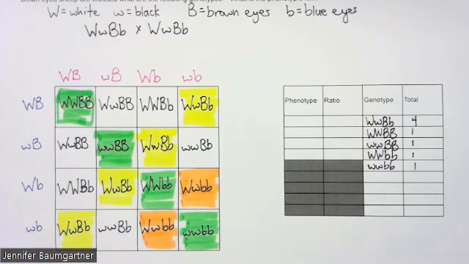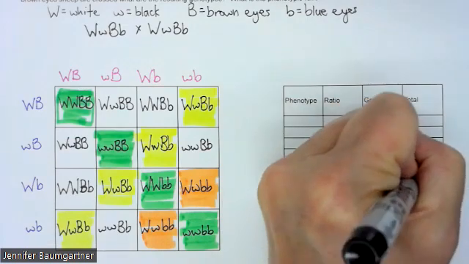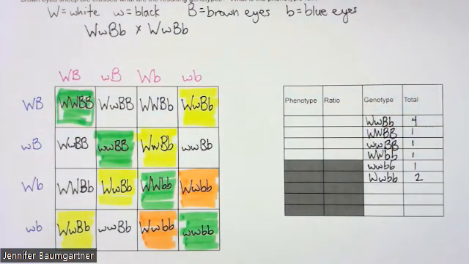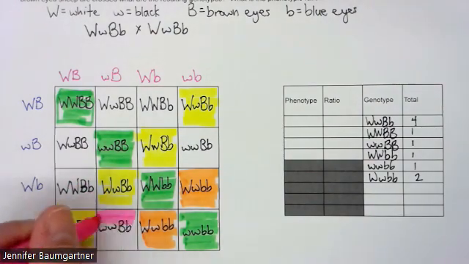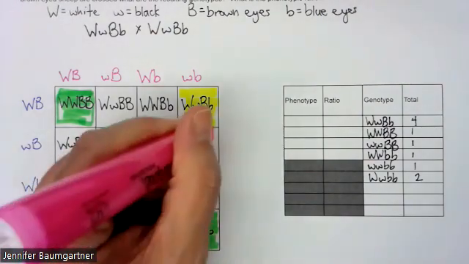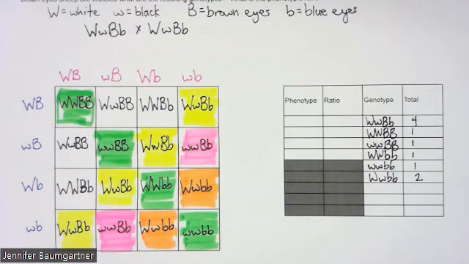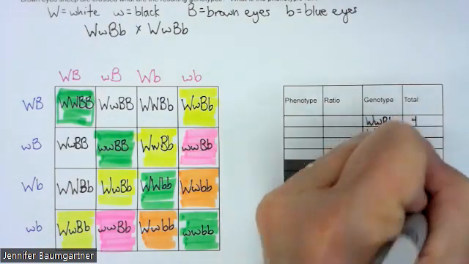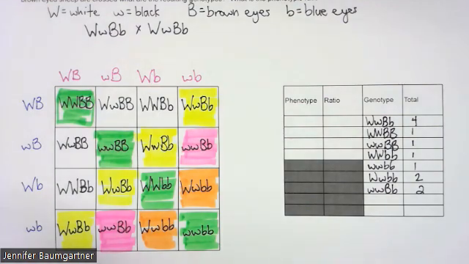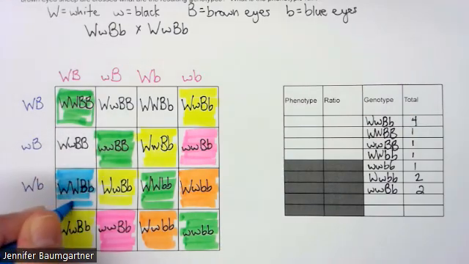So I'm heterozygous for the first trait, homozygous recessive for the second. I have two of those. And these are going to be the same. Homozygous recessive for the first, heterozygous for the second. I have two of those. And hopefully by now you kind of see a pattern emerging. Down here, these two are going to be the same.